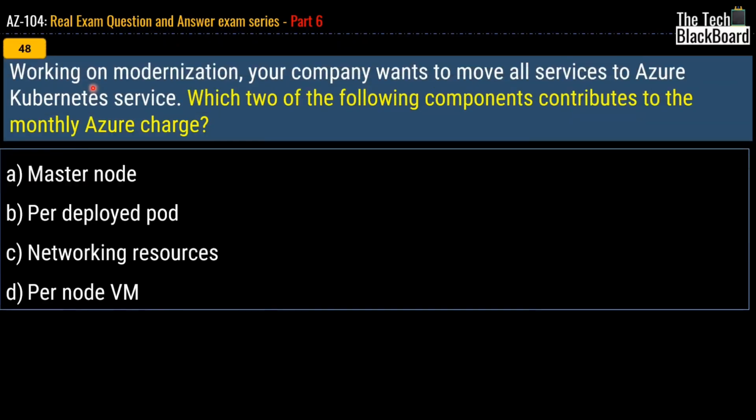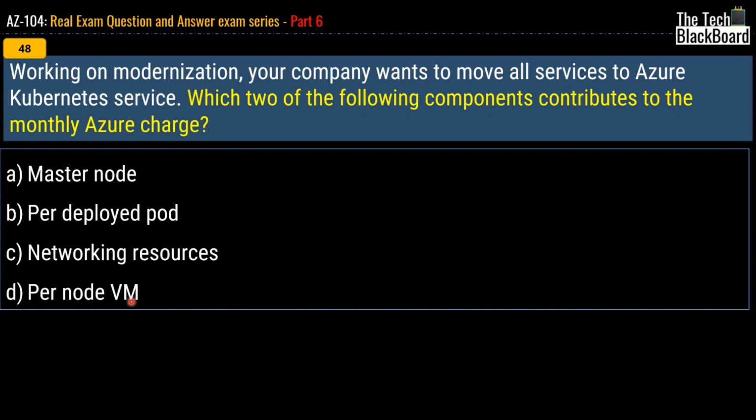Our question number 48 says that, working on modernization, your company wants to move all services to Azure Kubernetes Service. Which two of the following components contribute to the monthly Azure charge? And your options are master node, per deployed pod, networking resources, or per node VM.